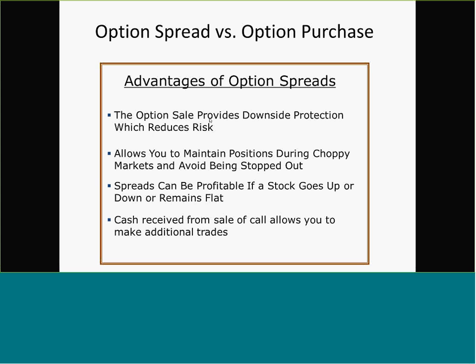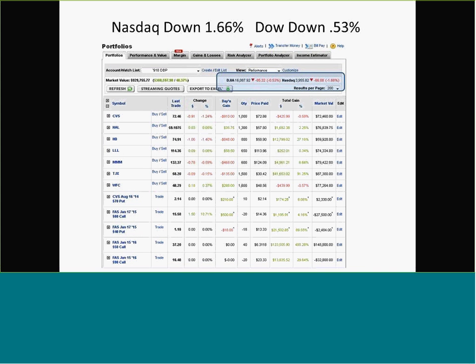And this is kind of interesting. This was several months ago, and I took a snapshot of my accounts at the time, and I had all spread trades on. On this particular day, the NASDAQ was down 1.66%. That's a pretty big move. Typically, that would be a risk-off day, and your portfolio would really get slammed if you had bullish positions on.